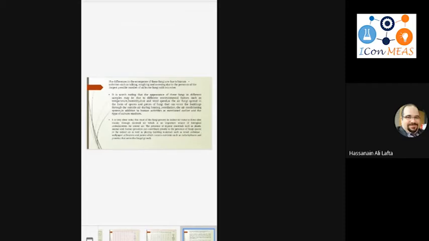It is worth noting that the appearance of these fungi in different samples may be due to different environmental factors such as temperature, humidity, dust, and wind speed, as the air fungi spread in the form of spores and pieces of fungi that can enter the buildings through the outside or through the heating, ventilation, and air conditioning system, in addition to human activities as mentioned earlier, and the type of culture media.